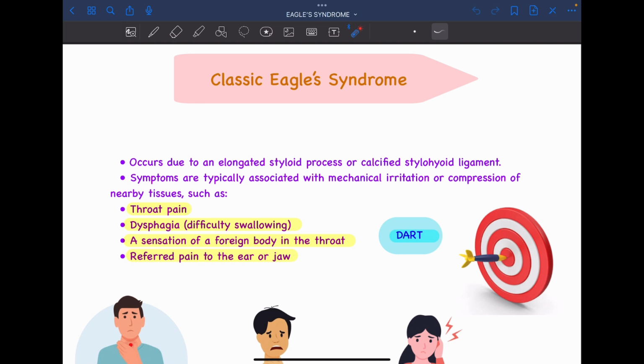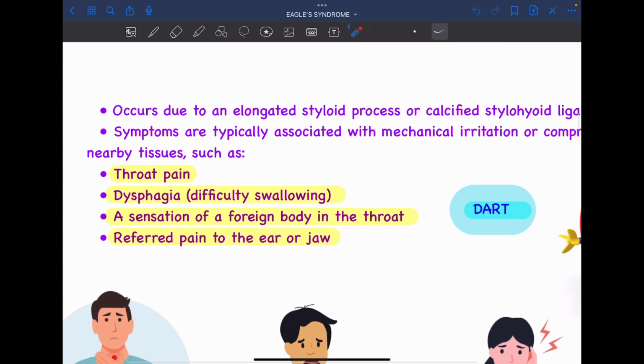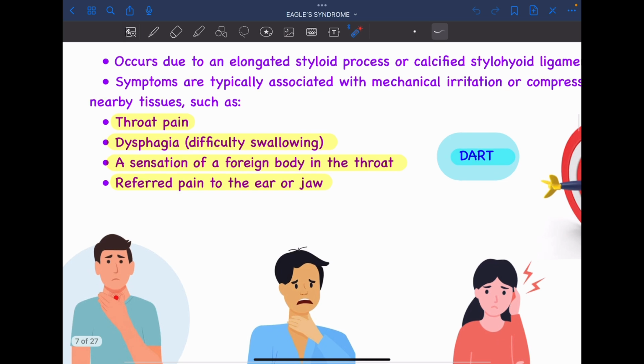However, I have just added a few important points to give a clue about these two. Firstly, our classic Eagle syndrome occurs due to an elongated styloid process or calcified styloid ligament. So this pathology will be the same for both of them, right? Symptoms are typically associated with mechanical irritation or compression of the nearby tissues or vital structures. And because of this compression, there are characteristic signs and symptoms, right?